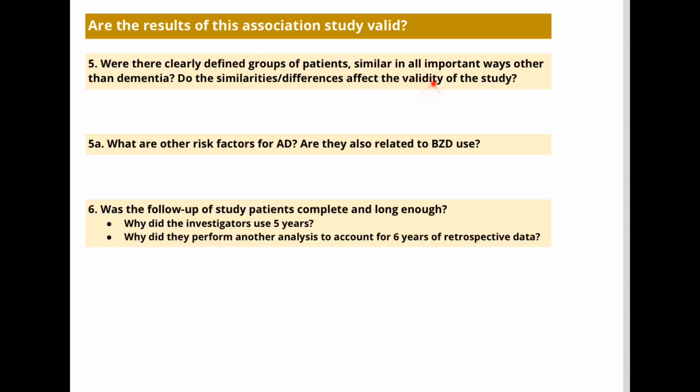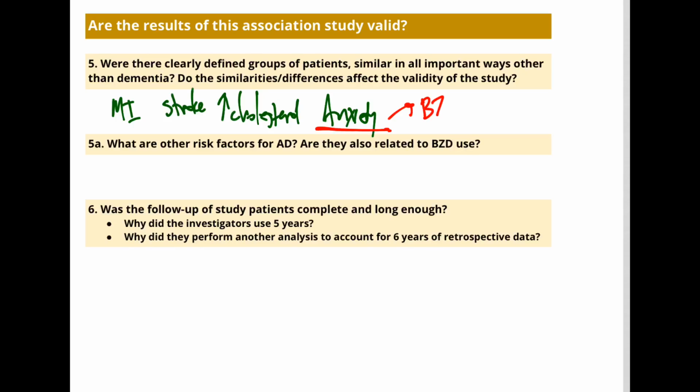And do the similar differences affect the validity of the study? And we just looked at that, right? We said that there were more myocardial infarctions in one group. There was marginally more stroke, right? It was 0.06 more hypercholesterolemia, high cholesterol in another group, and anxiety as well. And the anxiety one is the one that's important, because anxiety could be a reason why somebody was taking benzodiazepines in the first place, right?